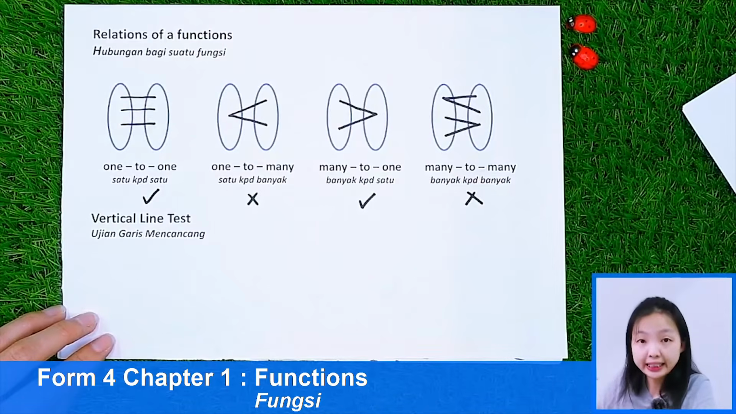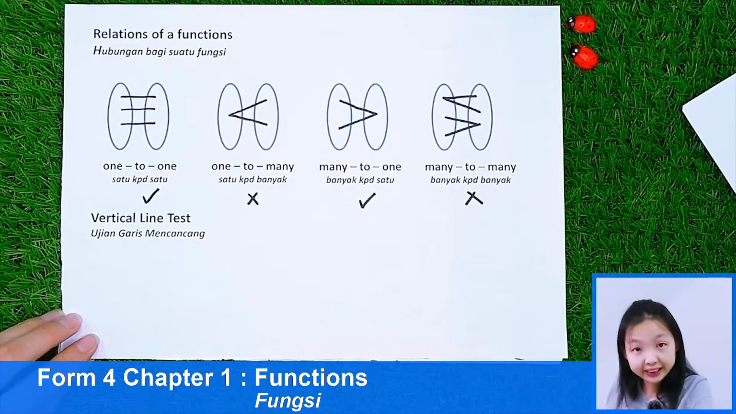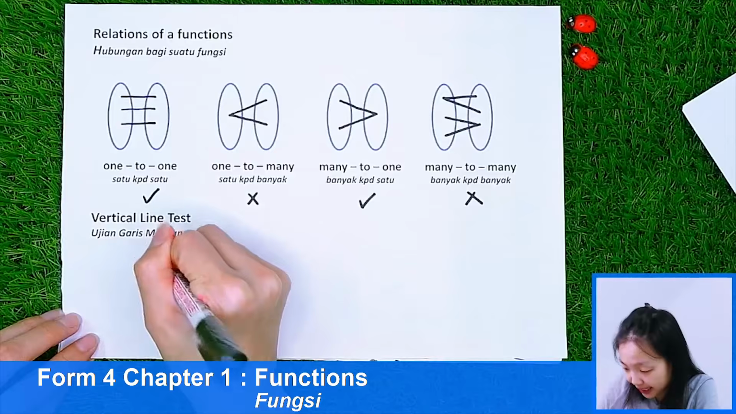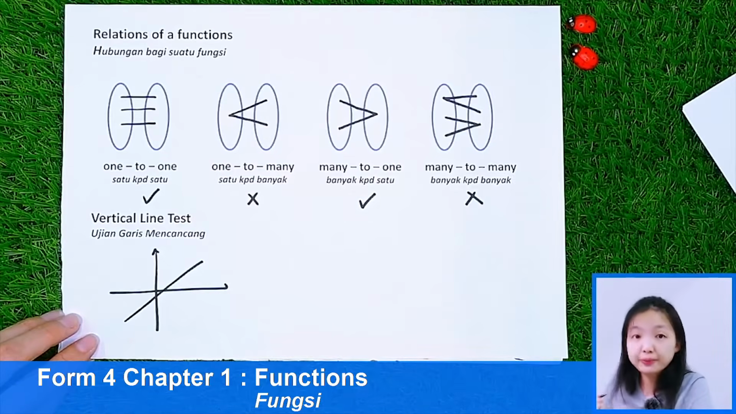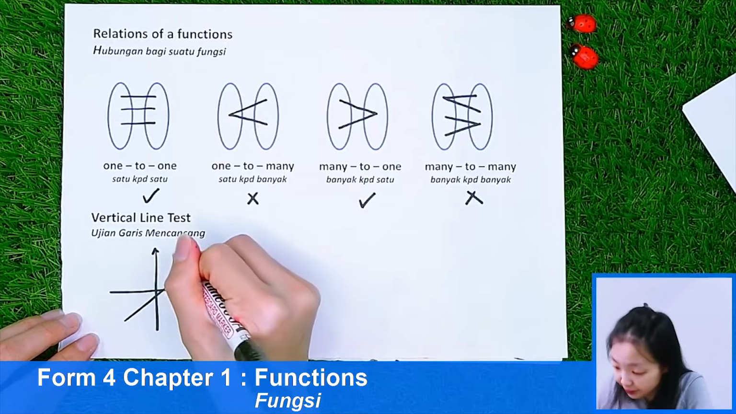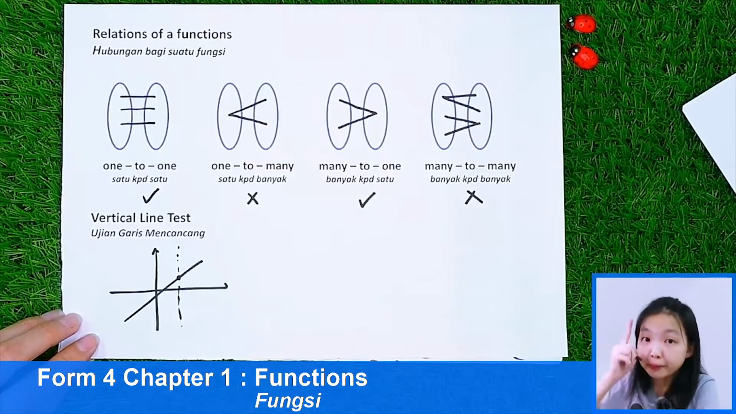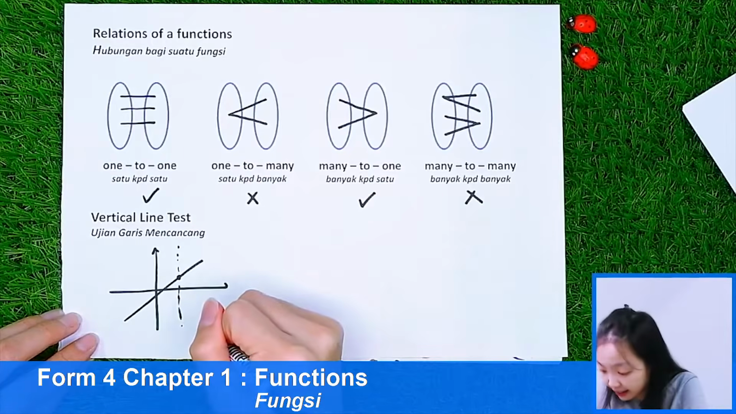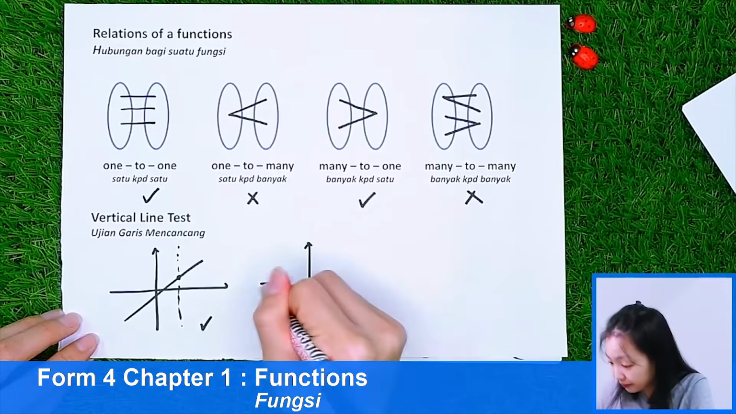And we have another test that can test whether it is a function, which is the vertical line test. Let me show you an example. Let's say this is a linear graph. What it means by the vertical line test is that a vertical line cuts through the graph. If it only cuts through one point, then this is a function. Let me give you another example.